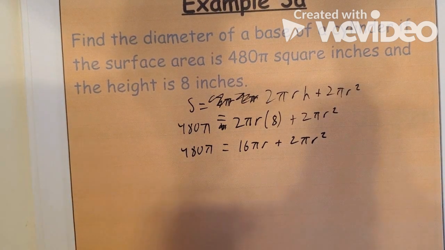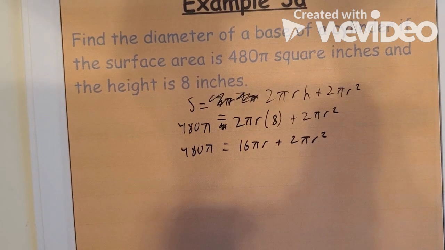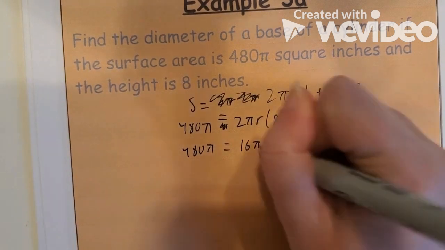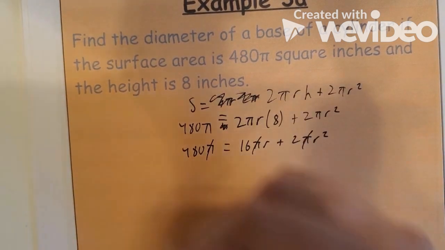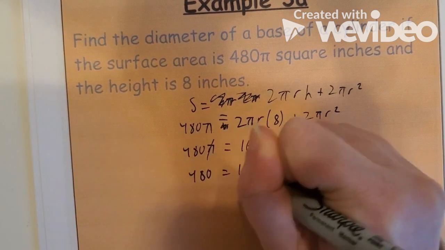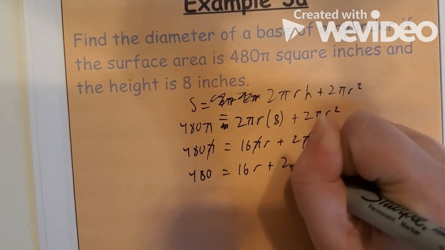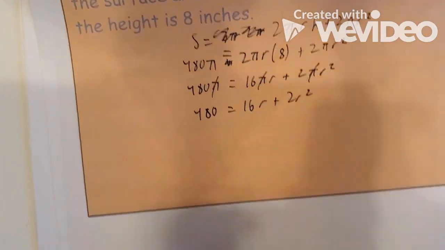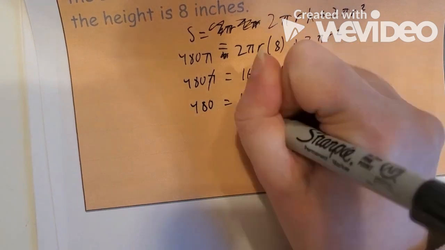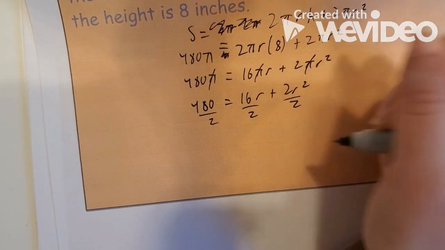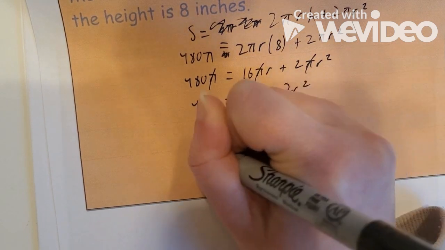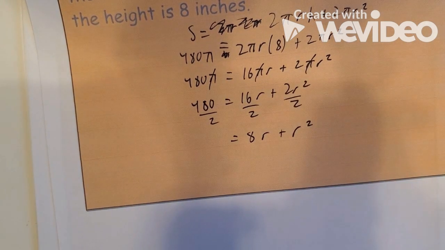All right, now what? We're going to have to try to solve this for r. So it sort of looks like we're going to have to factor at some point. So let's see if we can get rid of some stuff before we do that. The pi's are going to cancel out. So we have 480 is 16r plus 2r squared. That looks a little bit nicer. But to make this even nicer, we can divide everything by 2, kind of like take out a GCF, you know? So this is r squared, this is 8r, and this is 240.